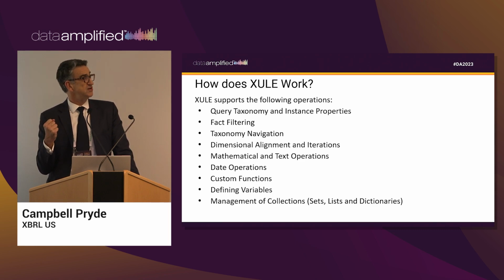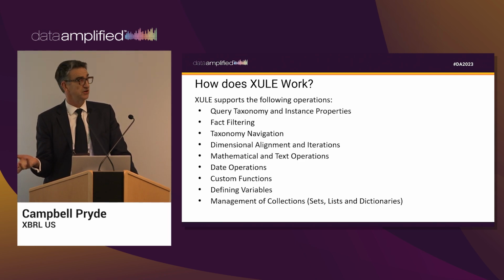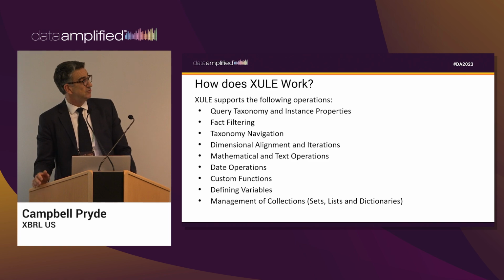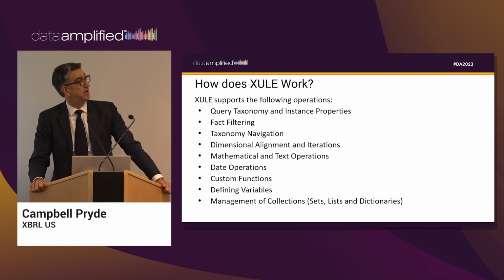We can pull information out of it, then we go and compare it to the US GAAP taxonomy. We see whether they're different, and then we can identify if that's correct or not. Dimensional alignment and iterations. This is kind of similar to the way that Formula works today.